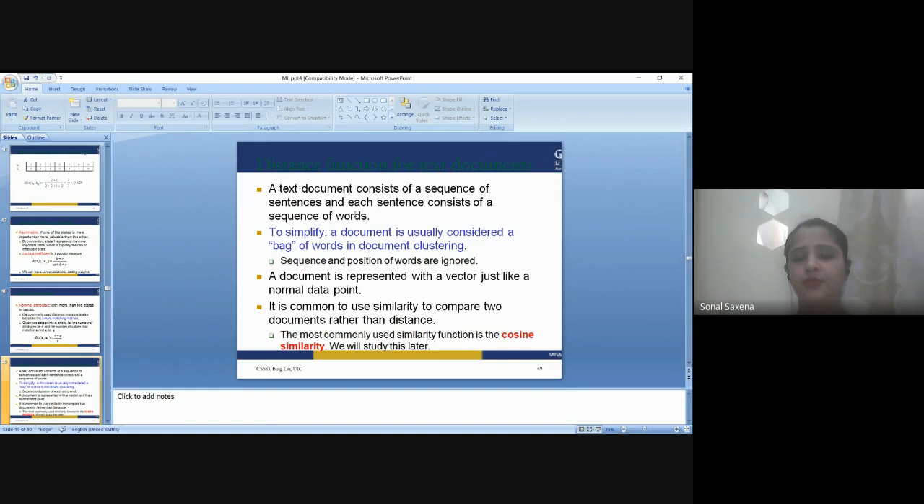It is common to use similarity to compare two documents rather than distances. The most commonly used similarity function is the cosine similarity. Let us see what this cosine similarity is.